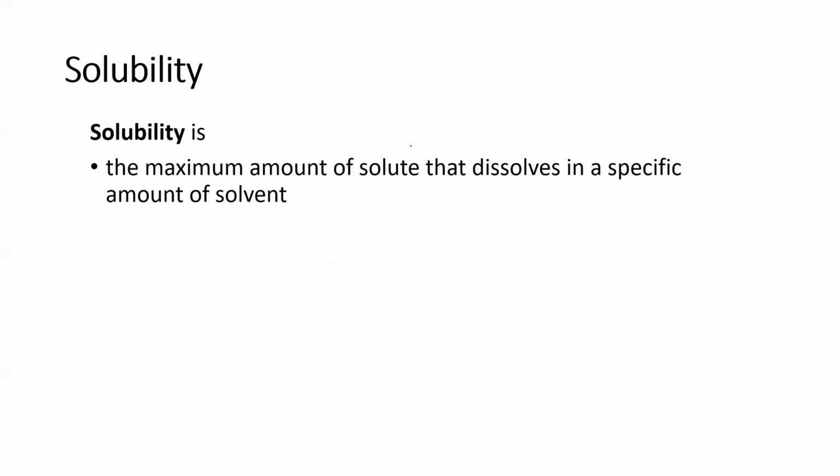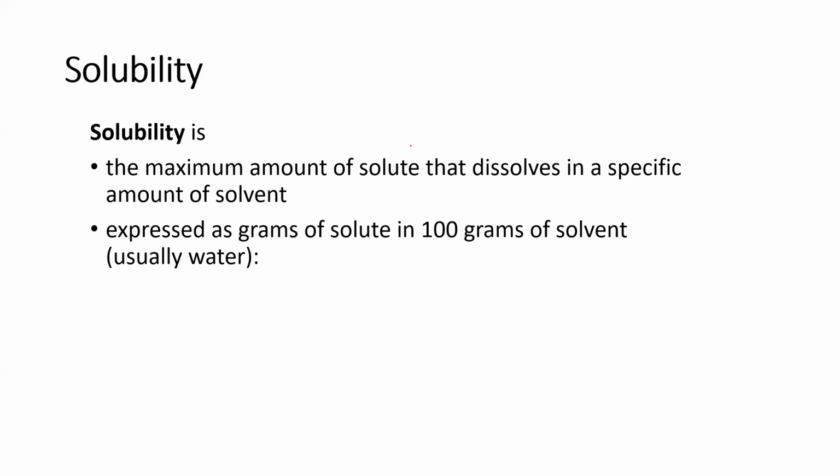So, what does it mean to be soluble, or solubility? Again, solubility is the maximum amount of solute that dissolves in a specific amount of solvent. Now, obviously, if I add more solvent, I can dissolve more solute. It's proportional. So how do we measure solubility? Typically, it's expressed in the grams of solute per 100 grams of solvent. And again, usually the solvent is water.